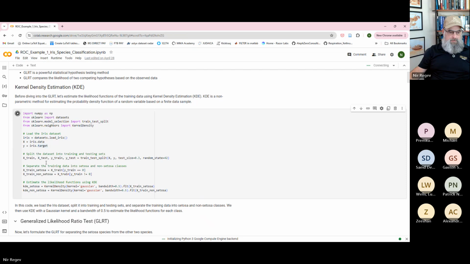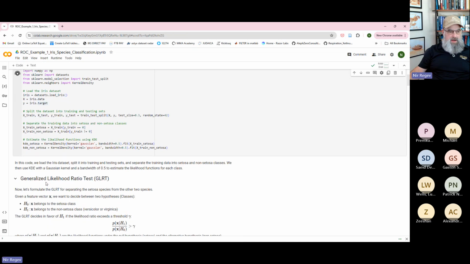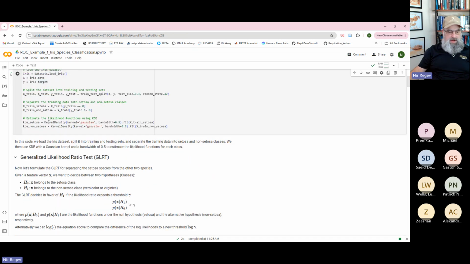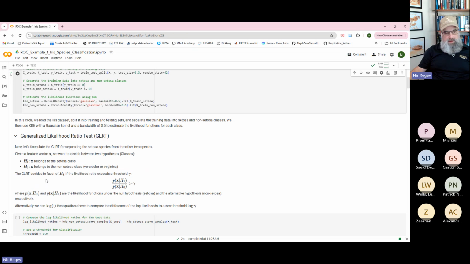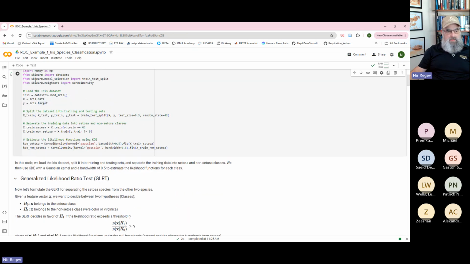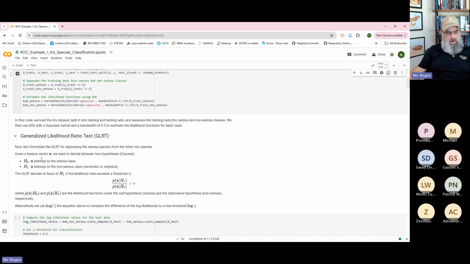While it's running, we load the data, and as I said, we estimate the density by using a kernel estimation method. This is using the scikit-learn package or library.